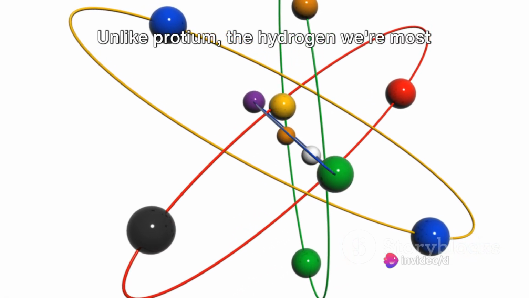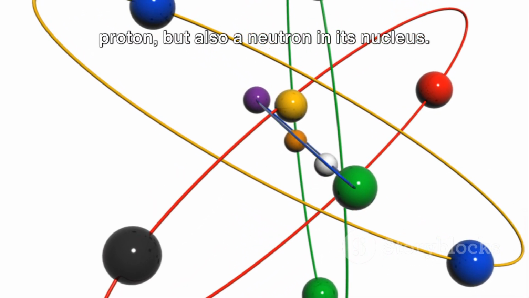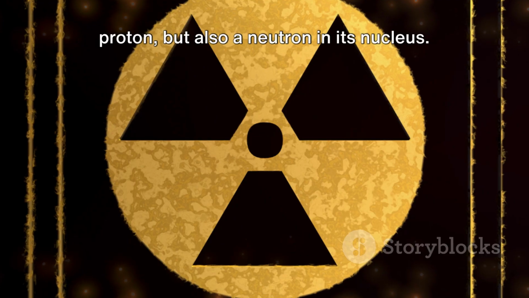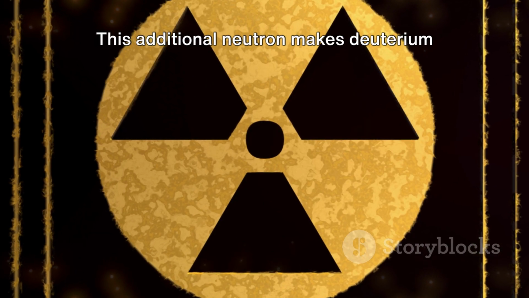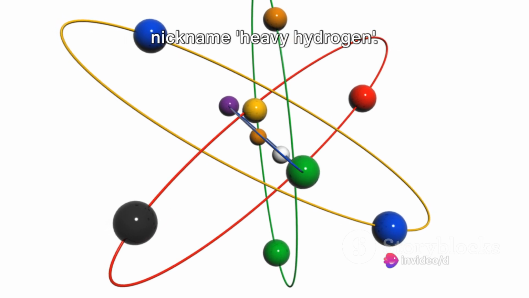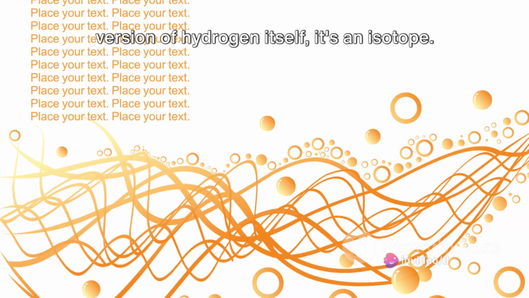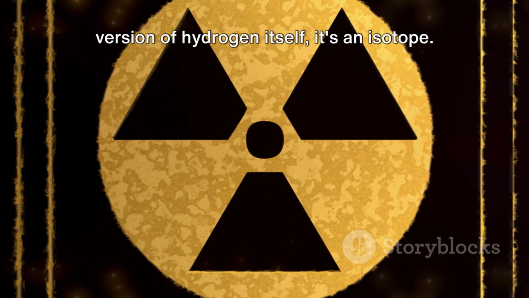Unlike protium, the hydrogen we're most familiar with, deuterium has not just a proton, but also a neutron in its nucleus. This additional neutron makes deuterium twice as heavy as protium and earns it the nickname heavy hydrogen. But let's be clear, deuterium isn't a version of hydrogen itself, it's an isotope.